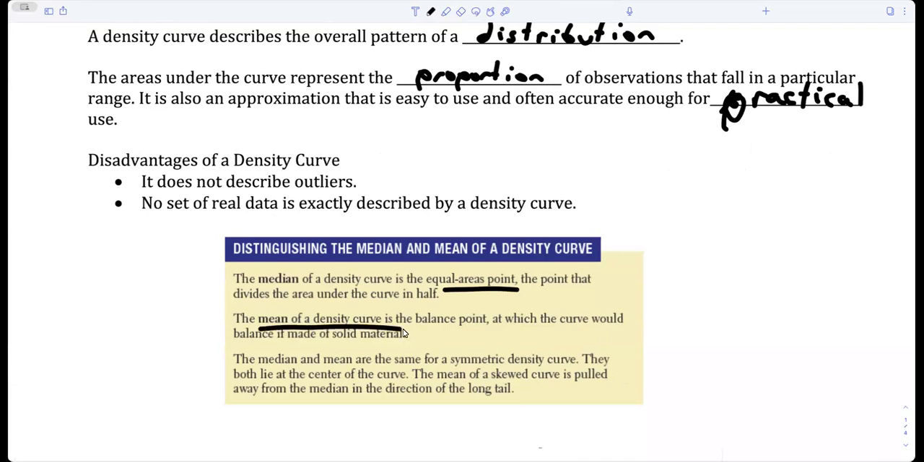And the mean of a density curve is the balance point, at which the curve would balance if made of solid material. But for our purposes today, the median and the mean are the same for a symmetric density curve, because we're going to look at a special type of distribution called the normal distribution.